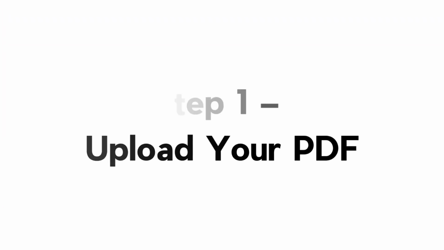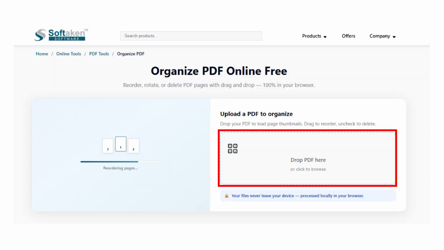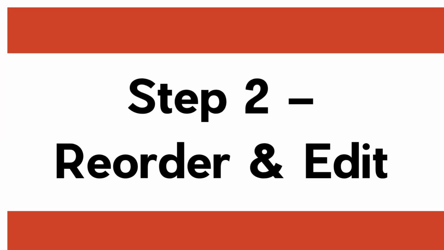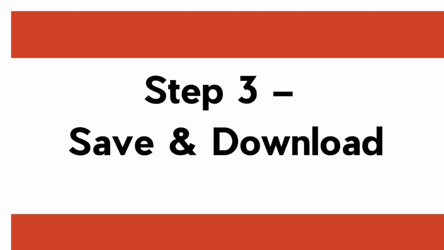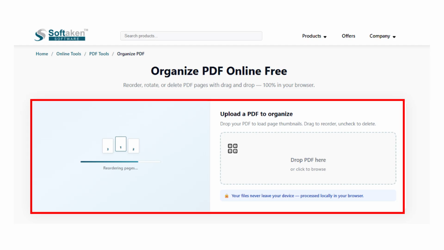How to use. Step 1. Upload your PDF. Upload or drag and drop a PDF file. Step 2. Reorder and edit. Drag pages to reorder, rotate, or remove unwanted pages. Step 3. Save and download. Click Save PDF and download your organized PDF instantly.